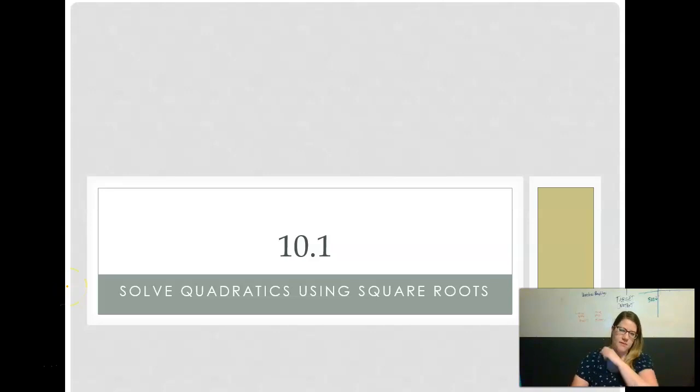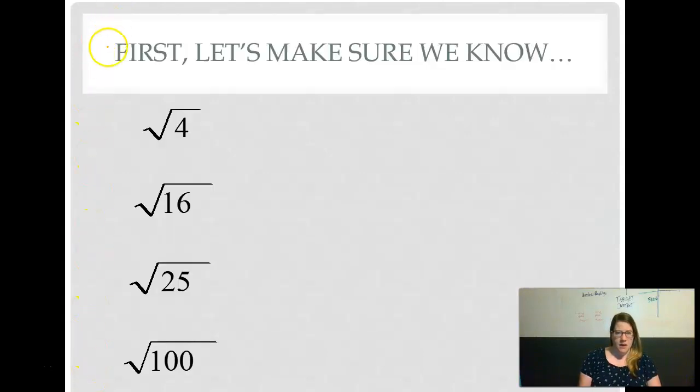Today we are going to be talking about solving quadratics using square roots. So remember, to solve an equation, you're just looking for what x would have to equal. But before we get into that, let's just review a little bit with our square roots.